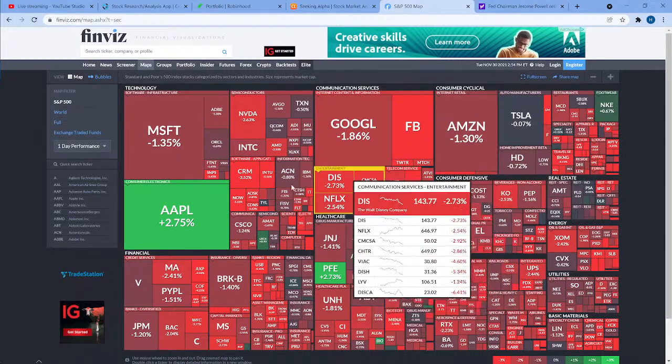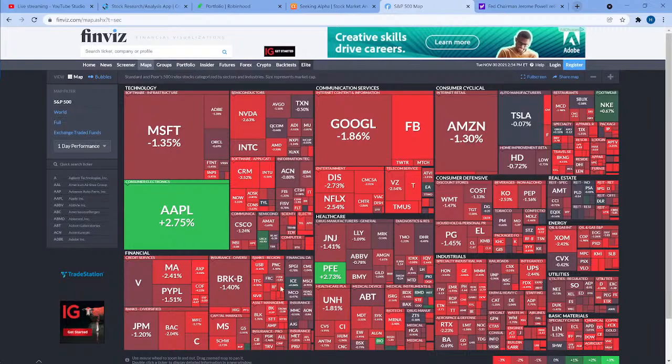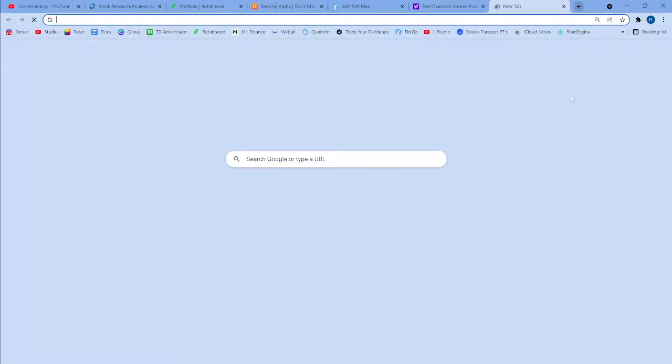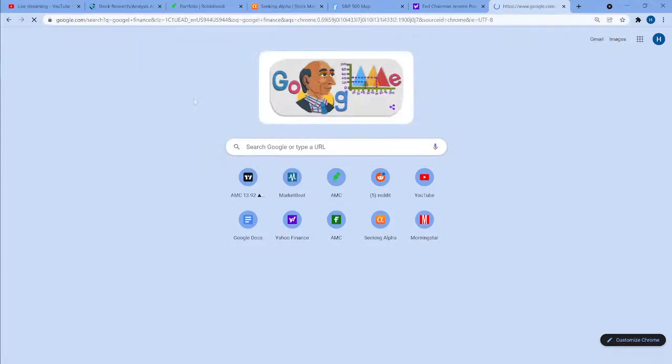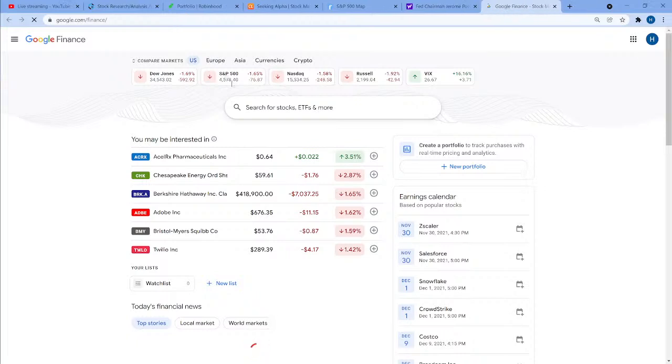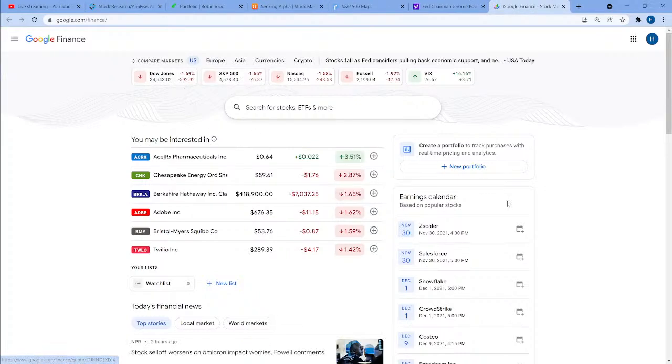But let's see. We can just tell the market is down, the S&P 500 as a whole. I'm going to go to Google Finance and see how the market is doing today. Other than we know it's down, it's down 1.65%. Dow Jones is down 1.69%. Russell is down 1.92%. VIX is up 16%. Wow.